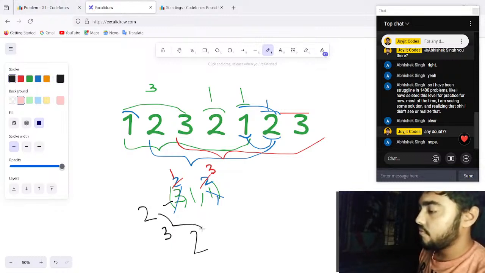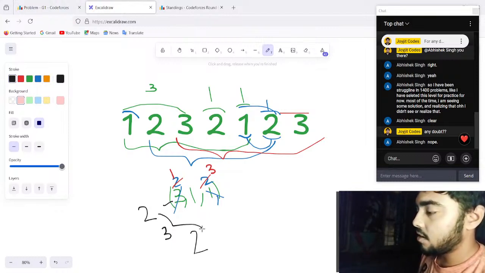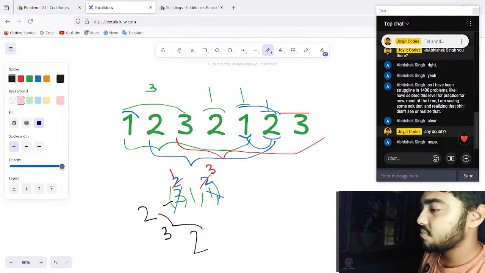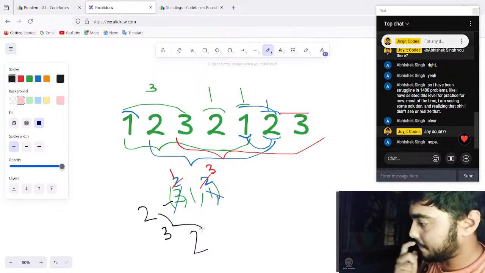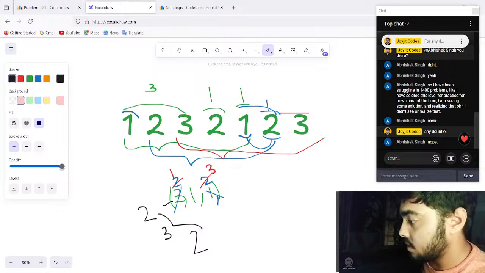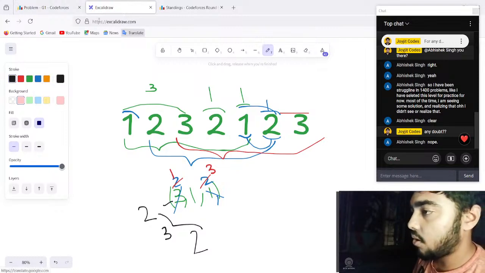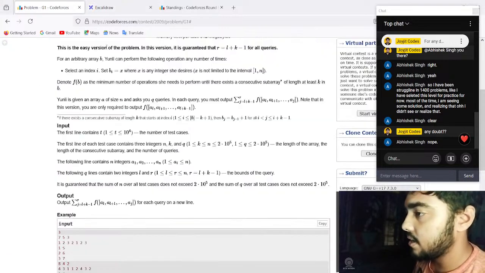Now we can find the maximum by using the max value of the multi-set, so that takes us big O log n. But there is something bad about the multi-set: it's not that compatible. So I got a TLE, I guess. Yes, I got a TLE.